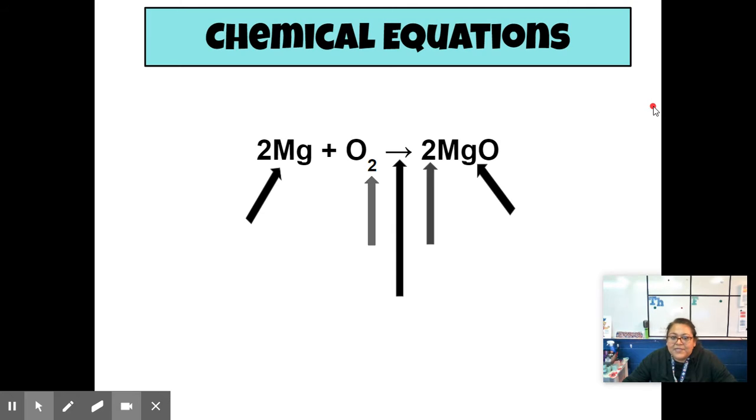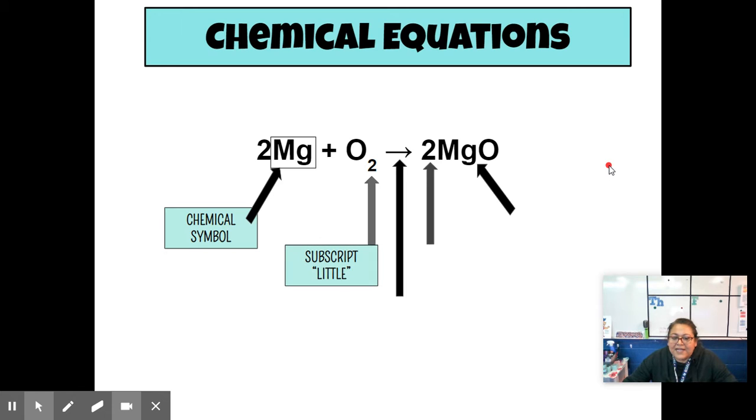So you are labeling this diagram here. The Mg is the chemical symbol, in this case for magnesium. Remember, chemical symbols are 1 or 2 letter abbreviations. The first letter is always capitalized. That little 2 there is a subscript. And what a subscript tells us is how many atoms we have of a particular element. So since this oxygen has a subscript of 2, it tells me I have 2 oxygen.